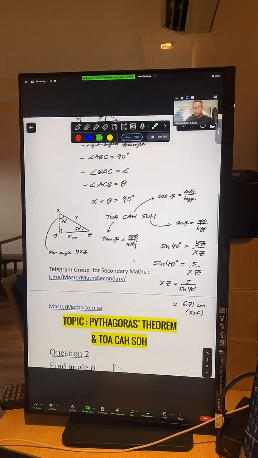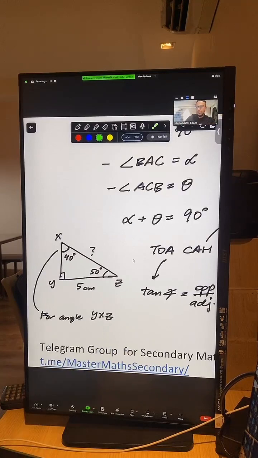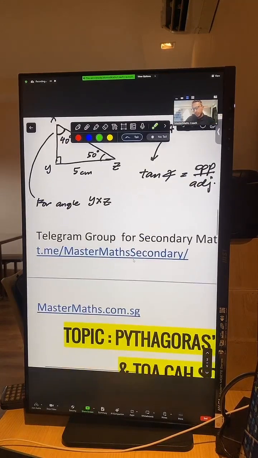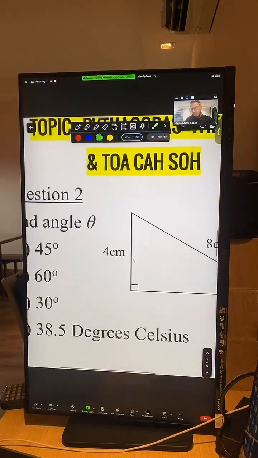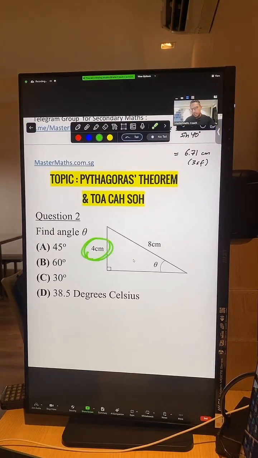Previously we were trying to find the length of one side of the triangle. Now we have two lengths, two sides of the triangle. We have 4 cm and this one we got 8 cm. But what are we trying to find? We're trying to find angle theta.